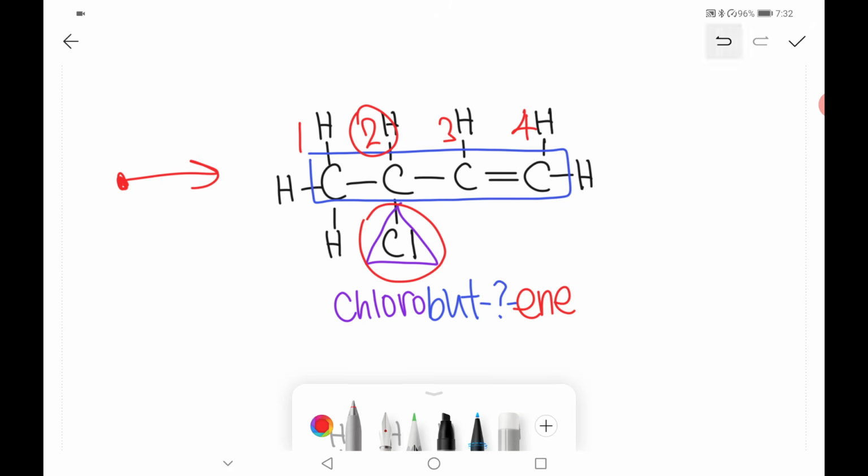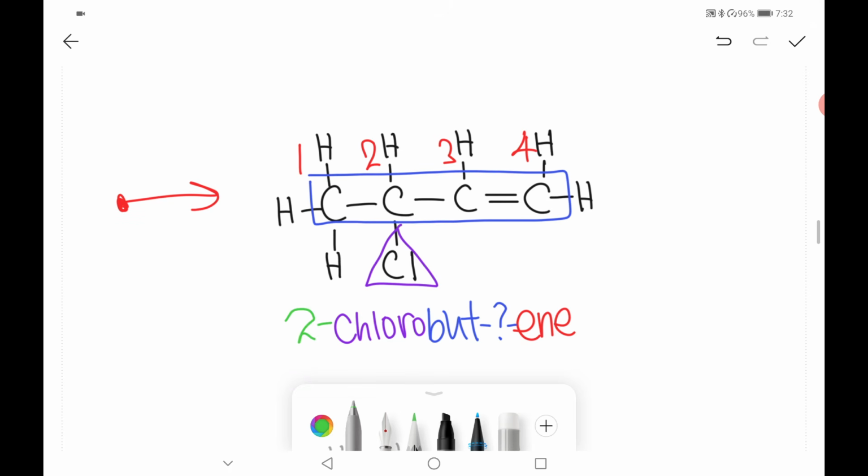Okay, the chlorine is on carbon number 2. So I put the number 2 here first, and then I put a dash. Same thing. Now, what about my double bond? Just now I counted my branch from the left-hand side, so when I count my double bond, I also need to count from the left-hand side.